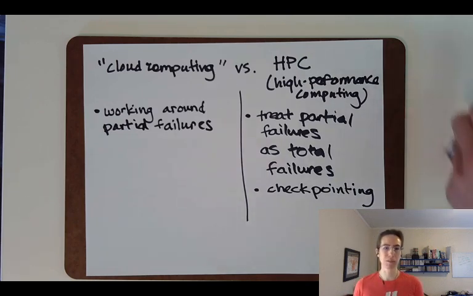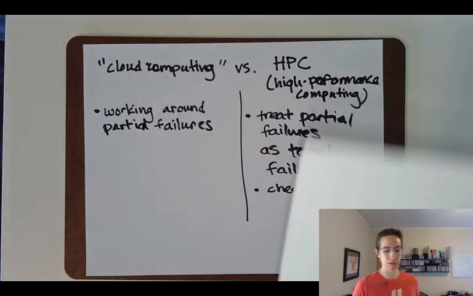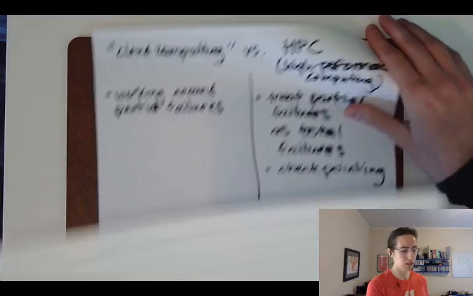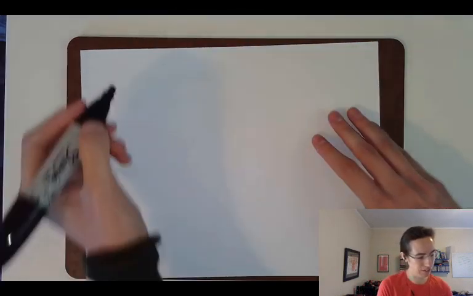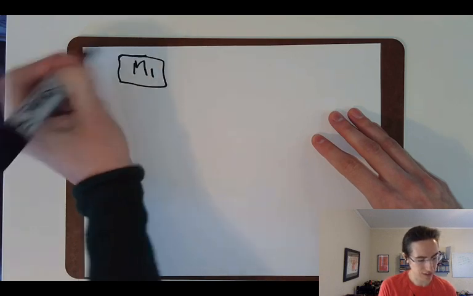So let's start to talk about some examples, ways that failures can occur. As people have already pointed out, in addition to machines themselves failing, connections between them can fail. Let's look at an example of that. Let's say that we have a very simple situation where we have two machines: a machine M1 and another machine M2.